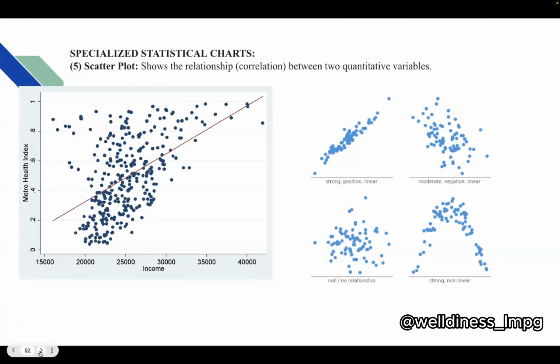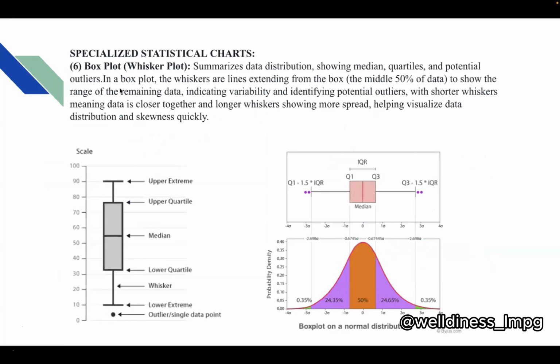It's moderate positive linear. So now we look at box plots, also known as whisker plots, which summarize data distribution showing median, quartiles, and potential outliers. In a box plot, the whiskers are lines extending from the box, the middle 50% of the data, to show the range of the remaining data, indicating variability and identifying potential outliers, with shorter whiskers meaning data is closer together, and longer whiskers showing more spread, helping to visualize data distribution and skewness quickly.